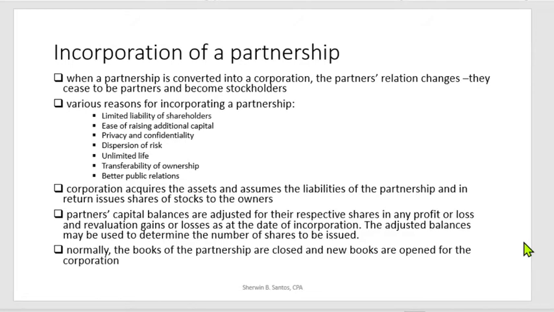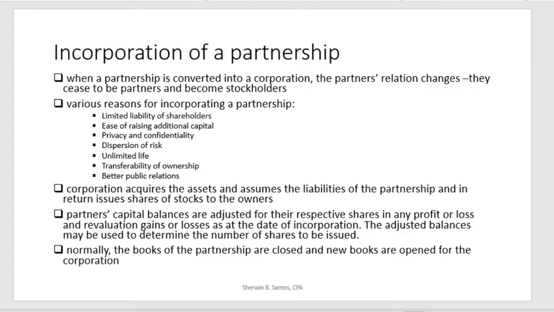So, kung babalikan mo yung items kung saan nadidissolve ang isang partnership is one, the admission of a partner. Second, the withdrawal, death, retirement of a partner. And lastly is the incorporation of a partnership. So, when the partnership decided to convert into a corporation, the partner's relation changes. Di ba ang sinasabi, the partnership is dissolved once the relationship between the partners changes.